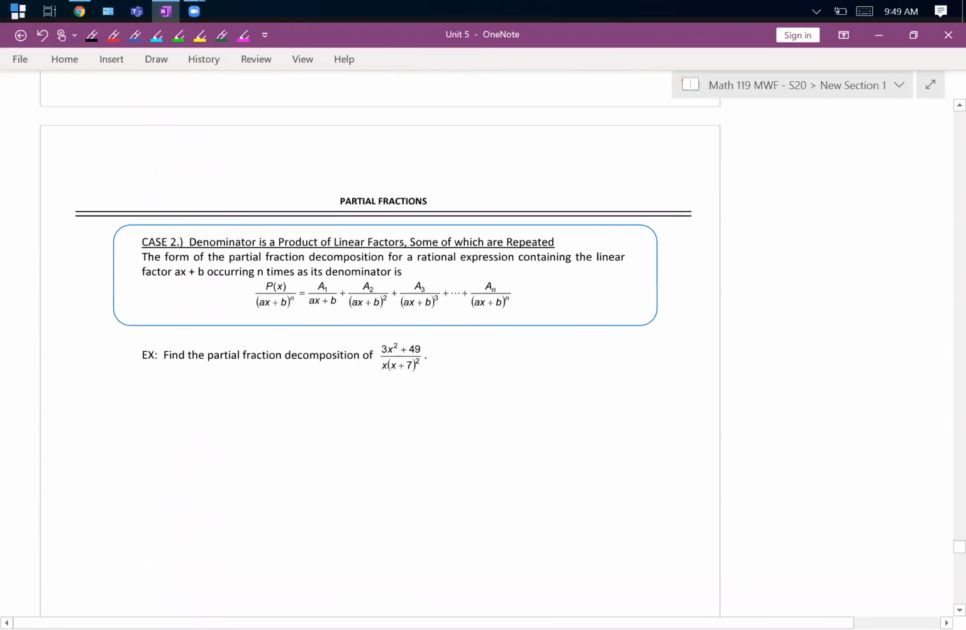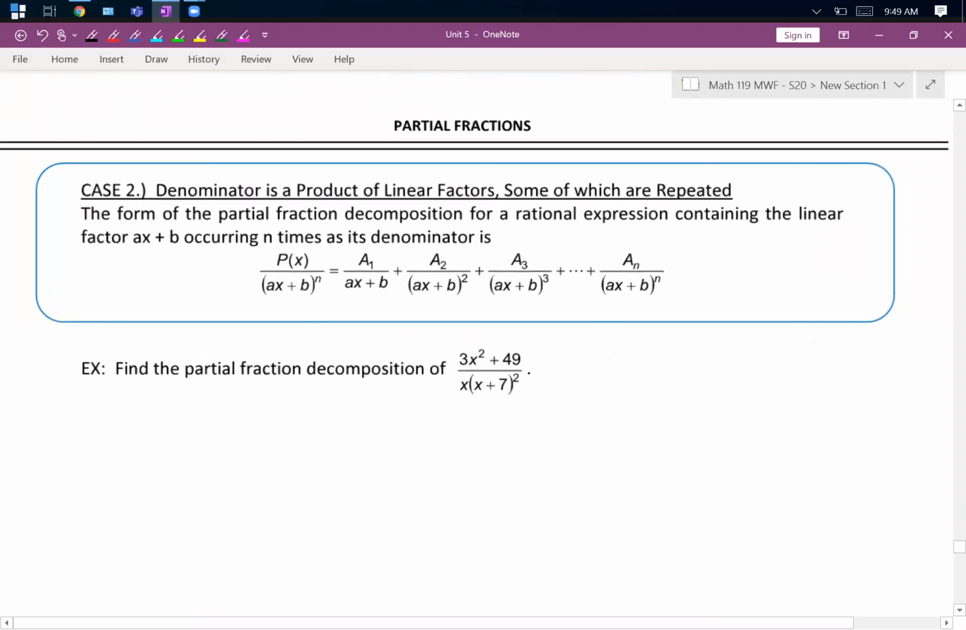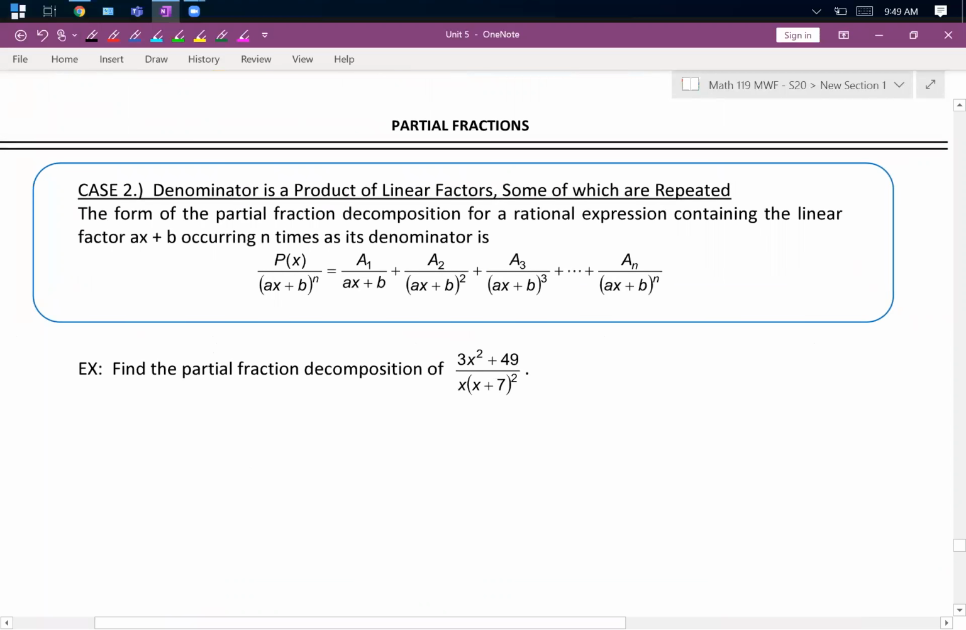Let's move on to our second case. So our second case, we still have linear denominators. However, this time it's possible that we have a repeating linear denominator. So like if we ended up with this common denominator of x times x plus 7, see, we don't know.